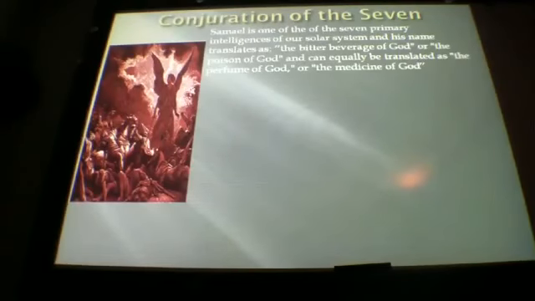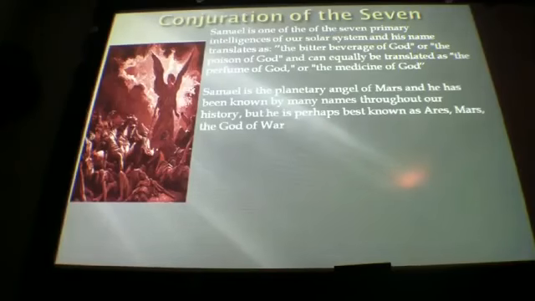So, Samael is one of the seven primary intelligences of our solar system, and his name translates as the bitter beverage of God, or the poison of God, and can equally be translated as the perfume of God, or the medicine of God. So even that name itself has two polarities. Samael is the planetary angel of Mars, and he has been known by many names throughout history, but he is perhaps best known as Ares, Mars, the god of war.